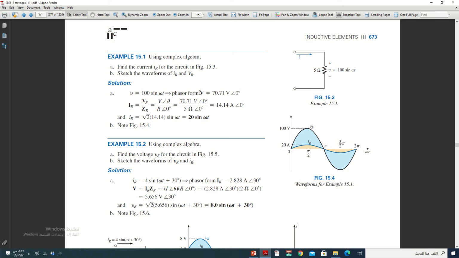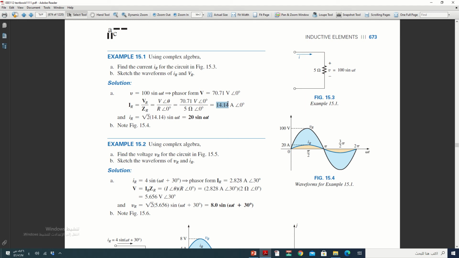To change from sinusoidal expression to phasor form, we need to divide by root 2. If we divide 100 by root 2, you will get 70.71 volt and the angle 0, since there is no shift after the omega t. Now we found the phasor form of the voltage. We need to find the phasor form of the current, which is VR over ZR: V RMS with theta divided by R with angle 0. 70.71 volt with angle 0 divided by 5 ohm with angle 0. 70.71 divided by 5 will be 14.14 ampere. 0 minus 0 equals 0.